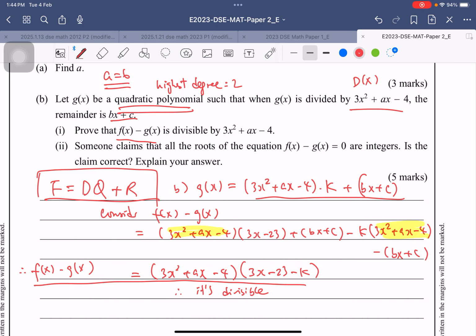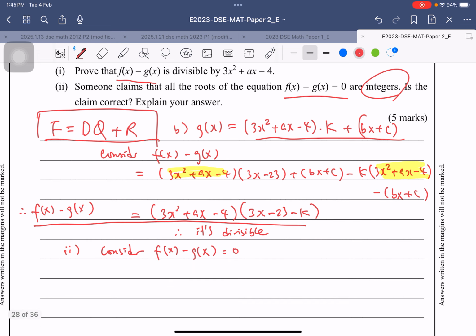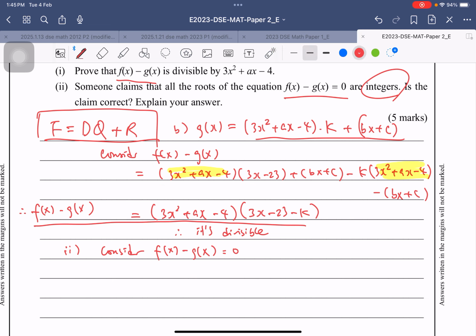So B2, someone claims that all the roots are integer. So what are we going to do? Use the root formula or something. So again we consider starting from what? We're just starting from this equal to 0, isn't it? So it's starting from, consider f(x) minus g(x) is equal to 0. Which means that I can just replace the f(x) minus g(x) by these two things times together. So now I have 3x squared plus ax minus 4 times 3x minus 23 minus k equal to 0.